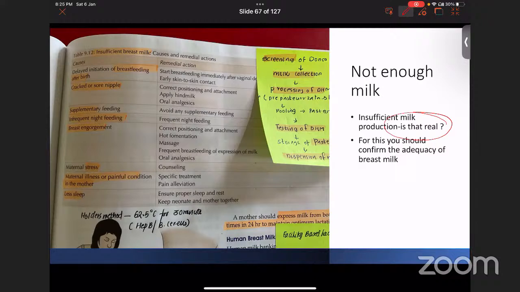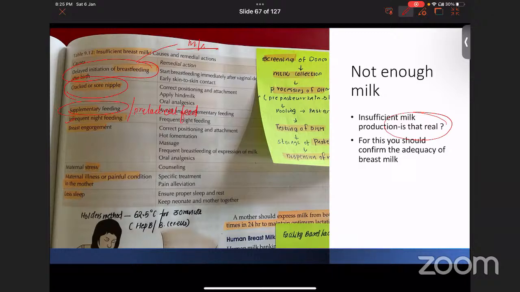If that is not the case, then what are the causes of insufficient breast milk? One is delayed initiation of breastfeeding afterward. This is the most common cause of not enough milk. Then cracked or sore nipple, which I explained. Supplementary feed or prelacteal feed. These are the two major culprits, supplementary and prelacteal feed.